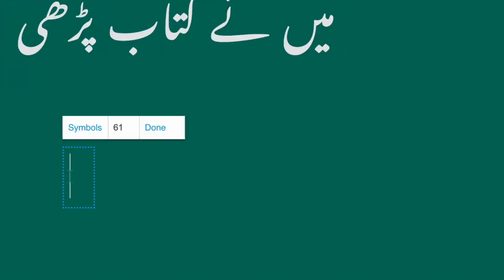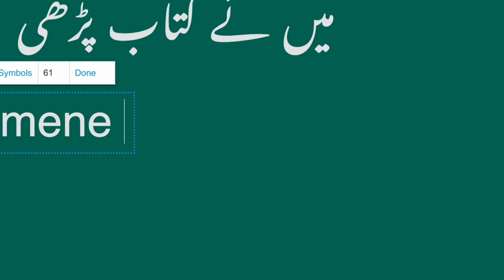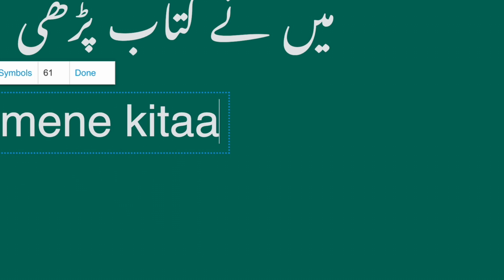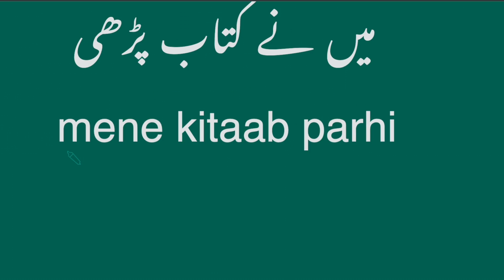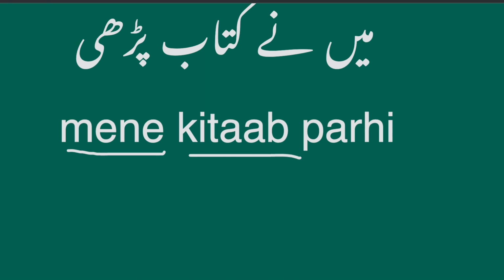Here it is. Okay. मैंने किताब पढ़ी. You can see, first of all, the first rule is that you use the ne with मैं, मैंने. So the subject is marked with ne. The second rule is identifying the gender of the object. Here the gender of the object is feminine.